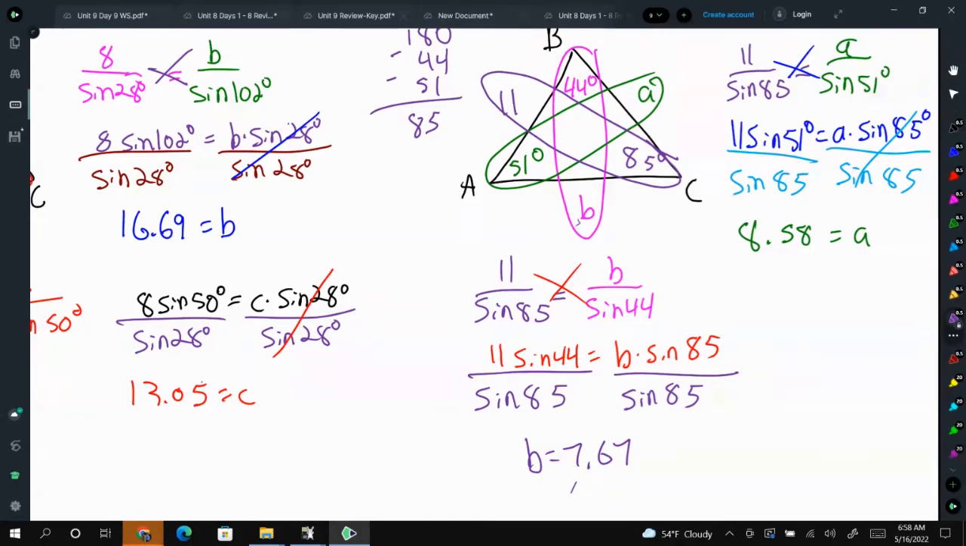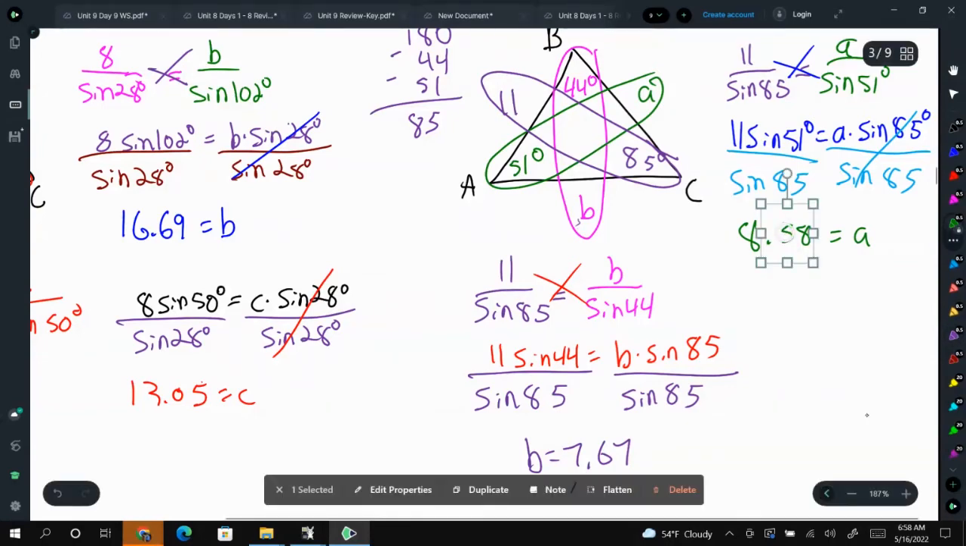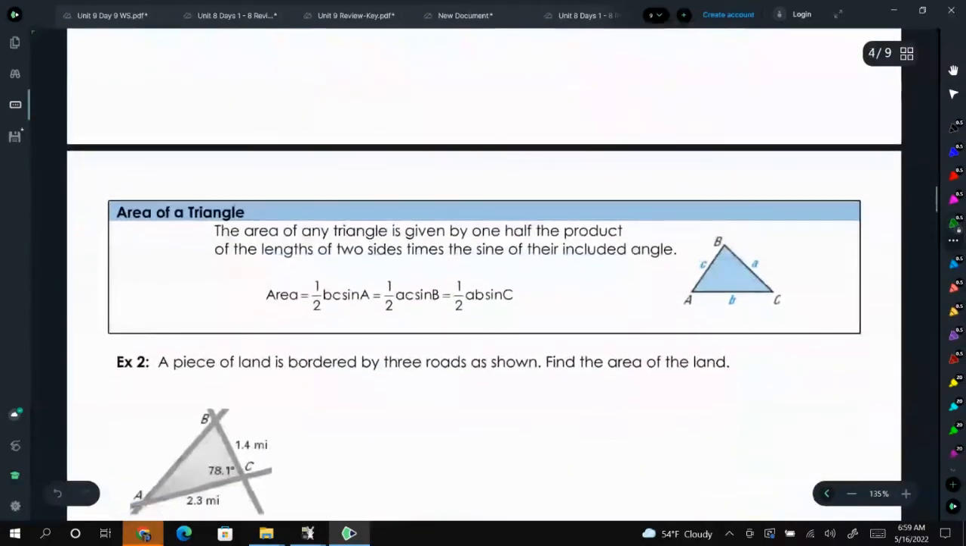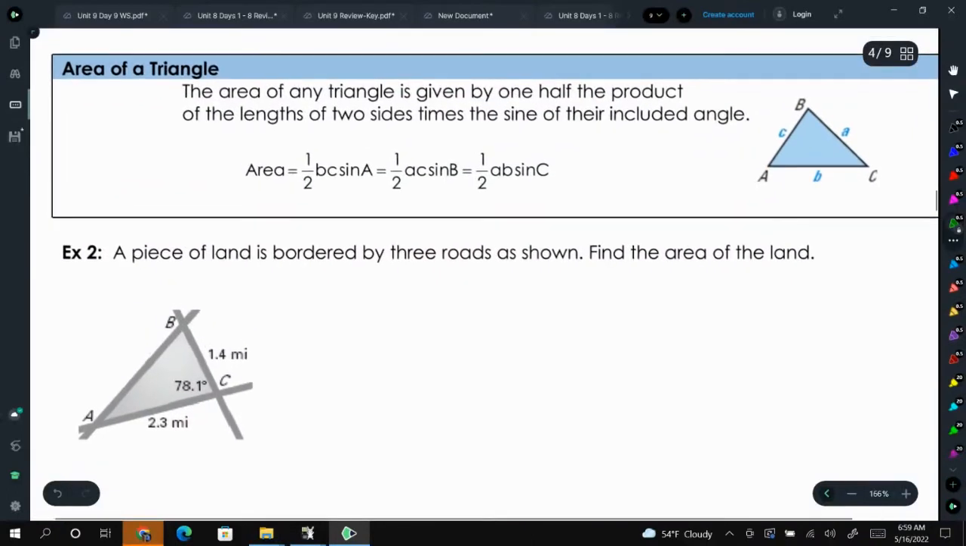It's not a for sure way to do that, but I know that if it wasn't the case, if I got B equals 12, I know that something's wrong. Or if B equaled 9.6, that wouldn't be the smallest side because A is 8.58. So I would be clued in that something is wrong. So law of sines is not too difficult. It looks more confusing than it is. Just make sure you set up the problem correctly and do your cross multiplication. And now on the next page, we're going to talk about using the sine function to calculate area.